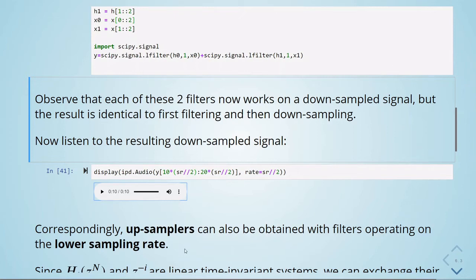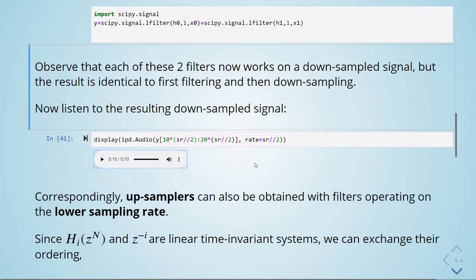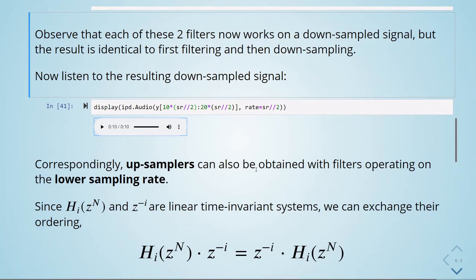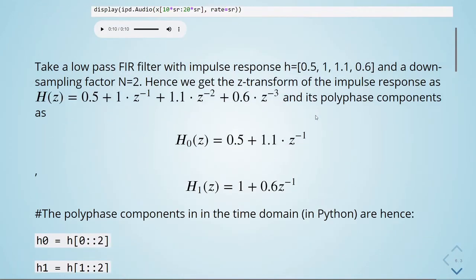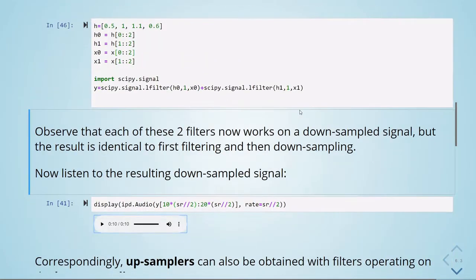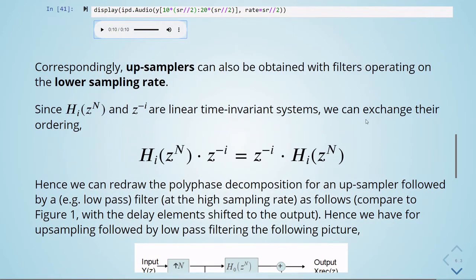So we see that the sampling rate now is half of what it used to be, and we also have this filtering. So corresponding upsamplers can also be obtained with filters operating on the lower sampling rate. So we are making use of our noble identities to have filters operating on the lower sampling rate. So we have this, they are linear time invariant, and we can exchange their ordering.